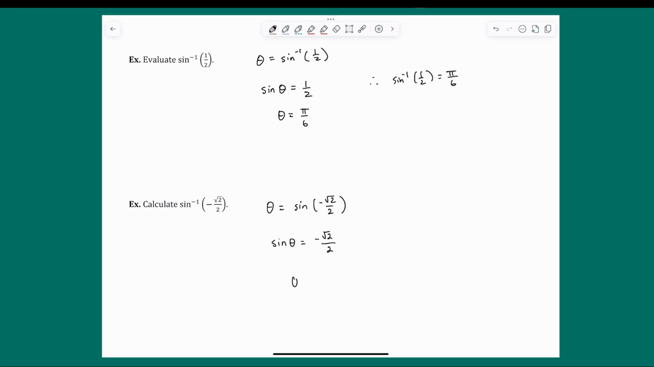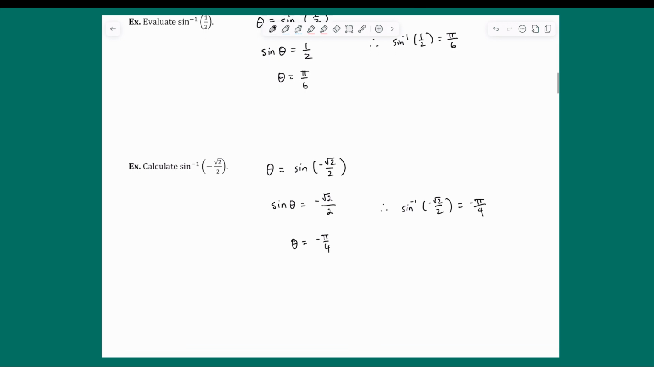So we see that theta equals negative pi over 4. Therefore, sine inverse of negative root 2 over 2 is equal to negative pi over 4. Okay, so that's how you find exact values of sine inverse. Calculators also can be used. Most scientific calculators have a sine inverse function as well. It might not write it as a nice pretty fraction like this, but it most likely will give you some kind of decimal approximation of the answer.